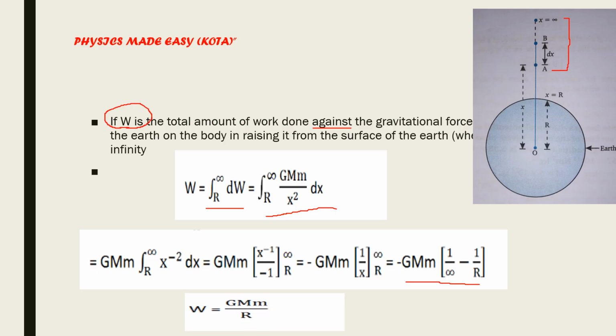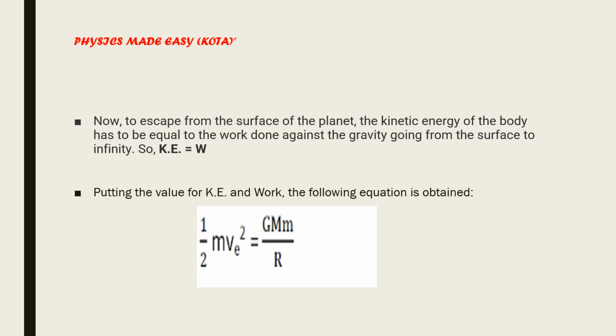So the final answer is that work done is equal to GMm divided by capital R. Now for a body to escape from the surface of the earth, the kinetic energy of the body must be equal to the work done against gravity. When the work done is equal to the kinetic energy of the body, then the body is able to escape from the surface of the earth.